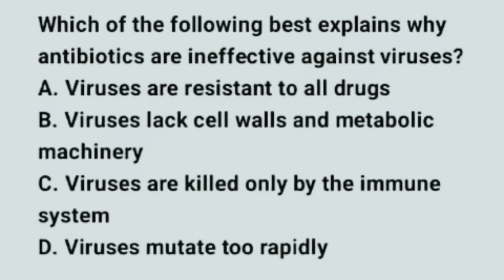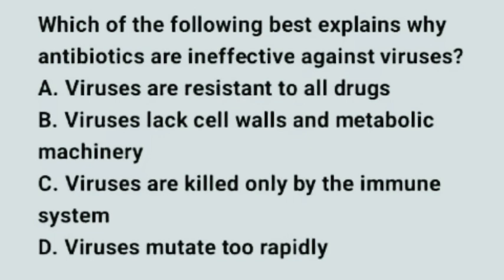The correct option here is option B, viruses lack cell walls and metabolic machineries. Now pay attention, let's explain this in detail. Antibiotics are chemicals designed to target bacterial structures and processes. For example, penicillin attacks the bacterial cell wall. We also have tetracycline, which interferes with bacterial ribosomes to stop protein synthesis. Please note that viruses are not cells, they are simply nucleic acid, that is DNA or RNA, wrapped in a protein coat. They have no cell walls, so drugs like penicillin have no target.